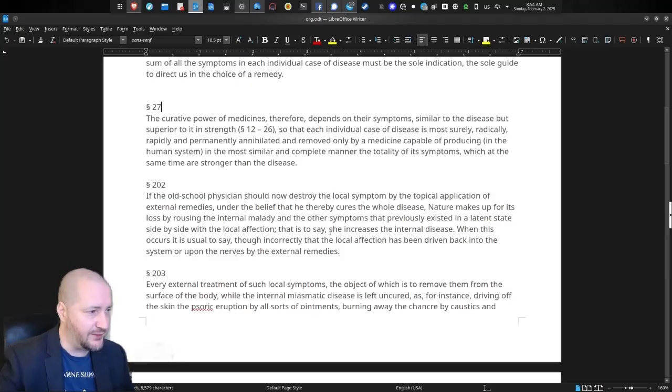And 27 is continuing with this principle. The curative power of medicines, therefore, depends on their symptoms similar to the disease, but superior in strength, so that each individual case of disease is most surely, radically, rapidly, and permanently annihilated and removed only by a medicine capable of producing in the most similar and complete manner the totality of the symptoms.